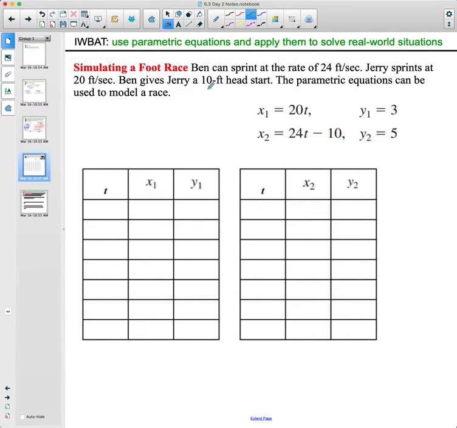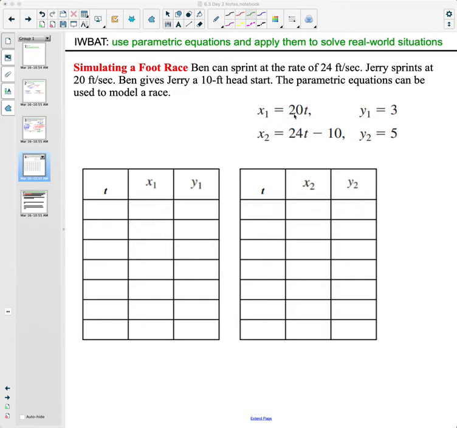So this one is a foot race. Ben can sprint at a rate of 24 feet per second. Jerry sprints at 20 feet per second. Ben gives Jerry a 10-foot head start. These parametric equations can be used to model the race.